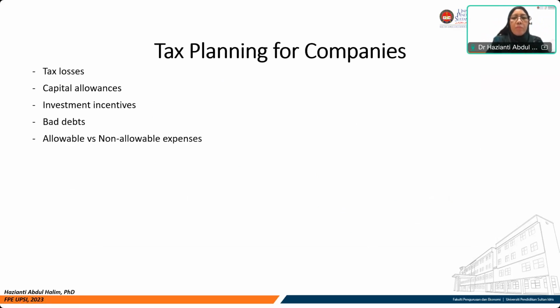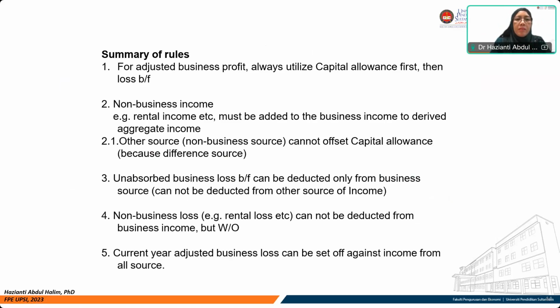For companies, how do they plan for their tax? Number one, if they have tax losses or they have business loss. And capital allowances, and they can enjoy deductions in terms of capital allowance. Investment incentives, bad debts, allowable versus non-allowable expenses. So all of these can be found under section 4A, business income and business deductions.